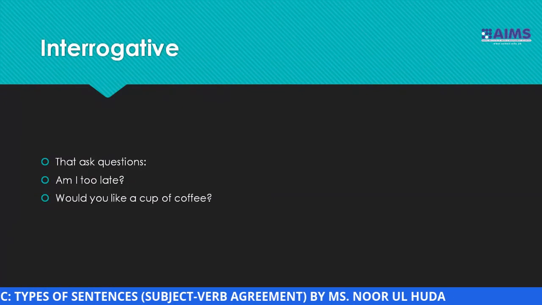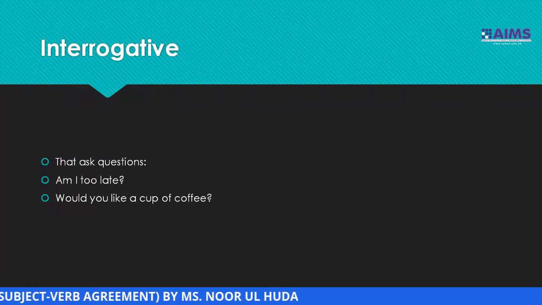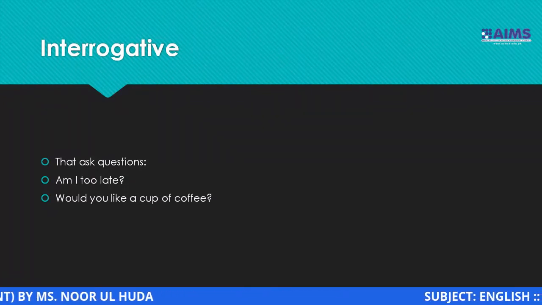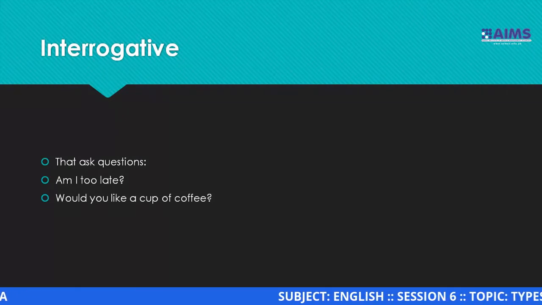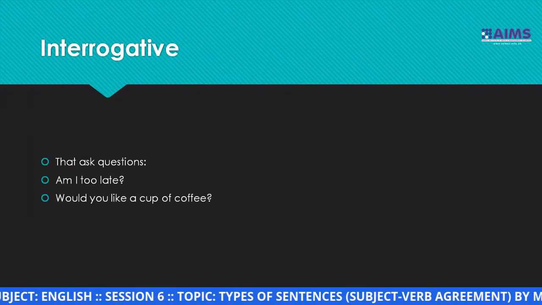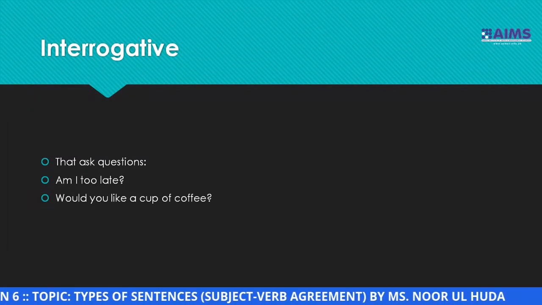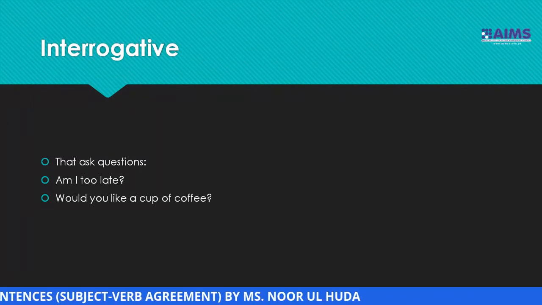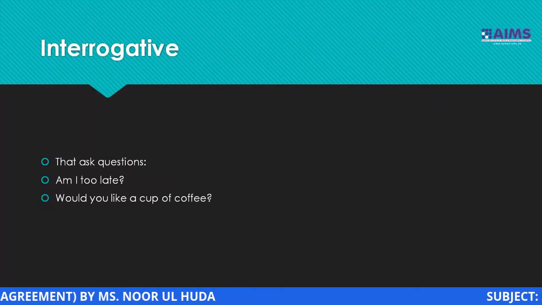Let's suppose, "What are you doing?" And "What are your other plans?" And "Where do you want to live next year?" So these are questions formed with WH words, and these are also interrogative sentences.